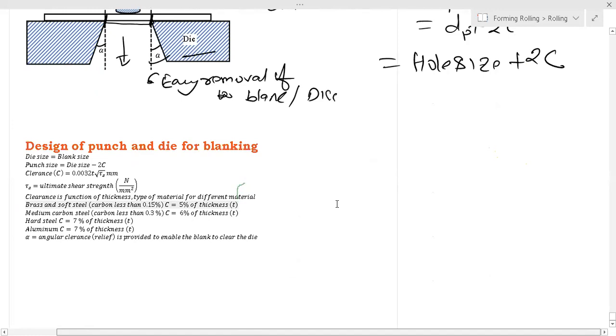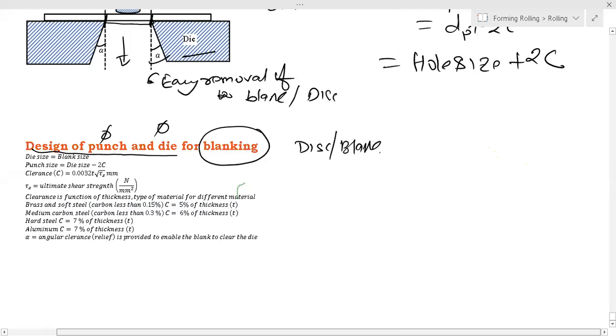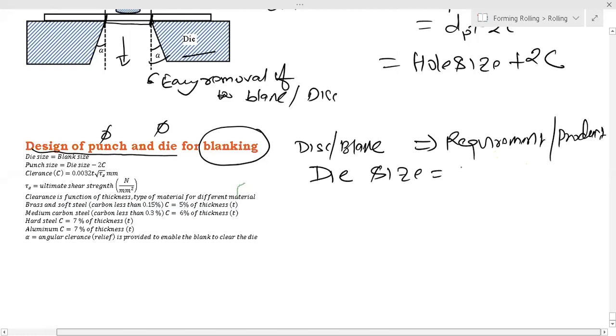Now, design of punch and die for blanking operation. So we have to design a punch and die, meaning you have to calculate the diameters for blanking operation. So here the blank, that is the disc or blank, is our product requirement, or we can call it the product. So here die size will be equal to your blank size.